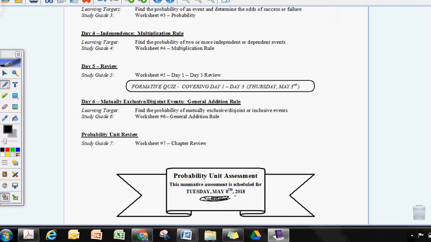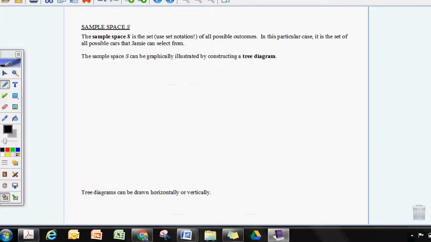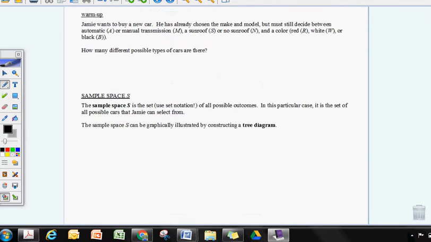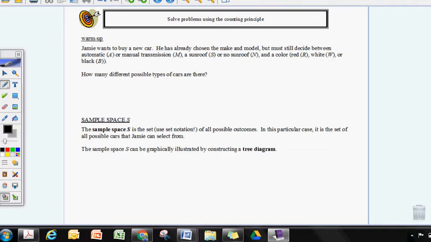Okay, so what we're going to do is we're going to start some notes. This should be familiar to you. I believe that you guys have seen this before. So pause the video, do the warm-up, see if you can figure it out, and then we're going to go over that super quickly.